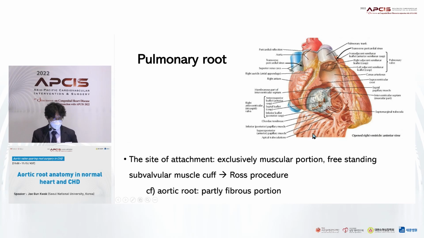Regarding the pulmonary root, it is attached exclusively to the ventricular muscular portion, while the aortic root is attached to some part of the fibrous portion of the ventricle as well as the muscular portion. So the pulmonary root is freely standing above the subvalvular muscle cuff, that means the conus. This is the basic concept of the Ross procedure or other aortic translocation procedures.